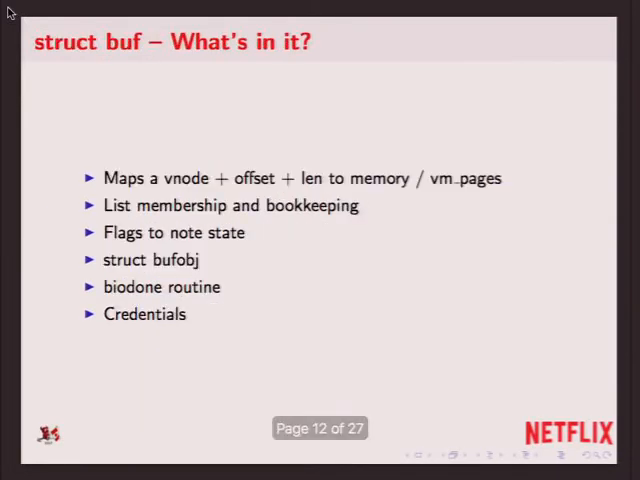So the center of the buffer cache is struct buf. Basically, it maps a vnode to memory. In fact, it maps a particular part of the vnode. It has an offset and a length in it, and the pages are generally backed by VM objects, or they're not backed by VM objects, and when the system touches them, the pages are read in. The VM objects are always there, they're just not populated, I guess. It might be a better way of saying that. And so it has that.